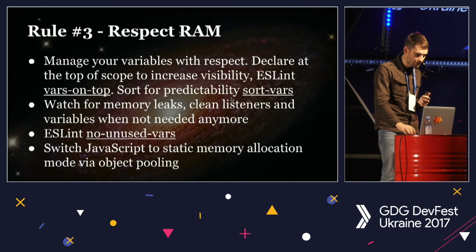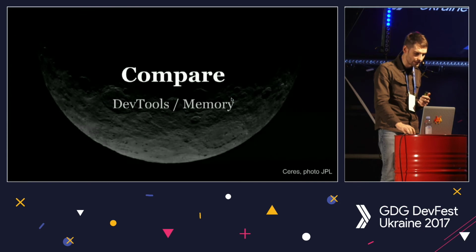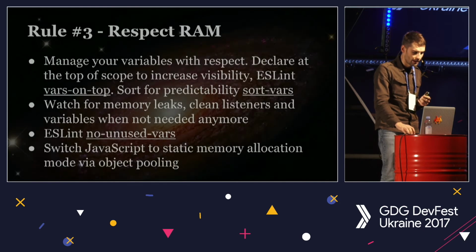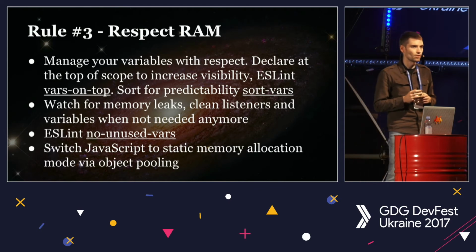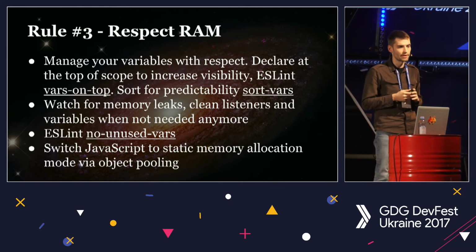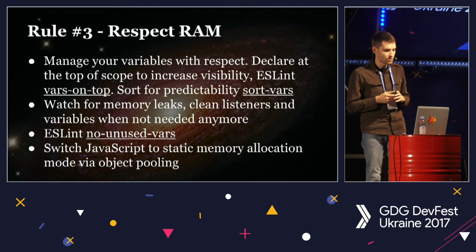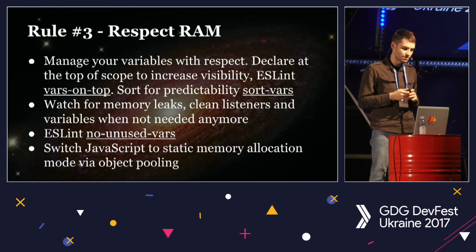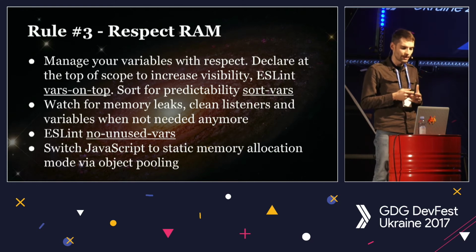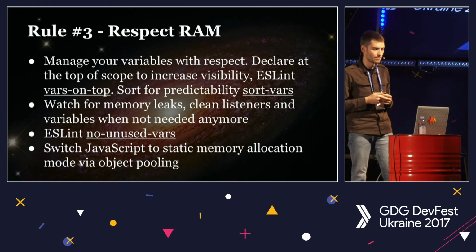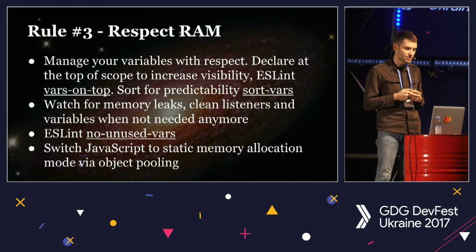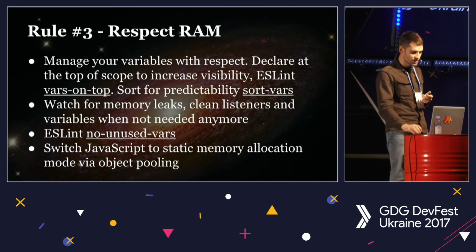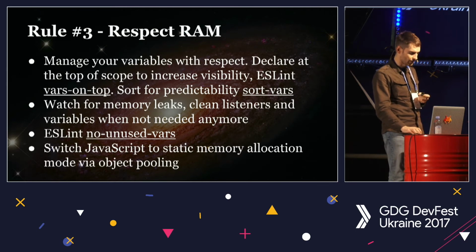It's very basics of managing memory. I'm sure you can find very good talk on the internet how to manage memory. But let's go through essentials. Manage your variables with respect. Declare at the top of the scope to increase visibility. Might be not a good idea, but if you build a reliable system, it might be good. ESLint vars on top can help you with that. It's a plugin. Sort for predictability, sort vars plugin for ESLint.